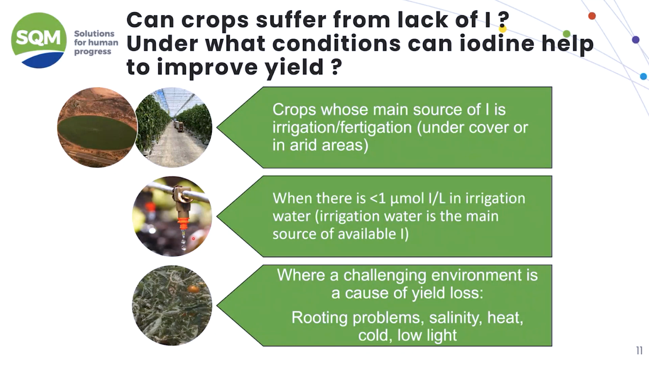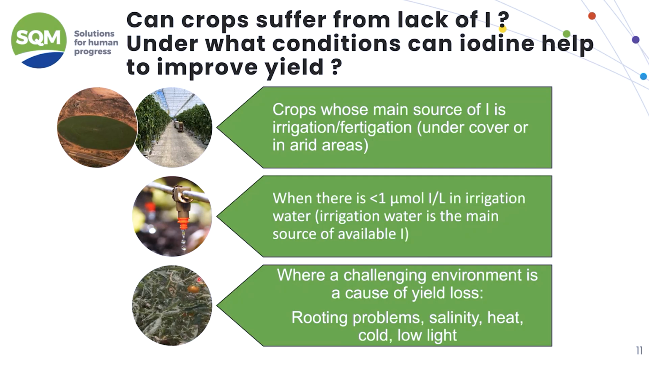And of course, the iodine will come with the irrigation water in these systems. And we identified that if there's less than 1 micromole of iodine per liter in your irrigation water, this is where you can see the benefit of actually adding some iodine to your nutrient solution.